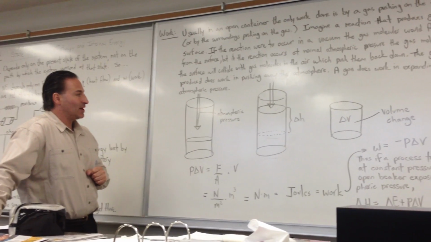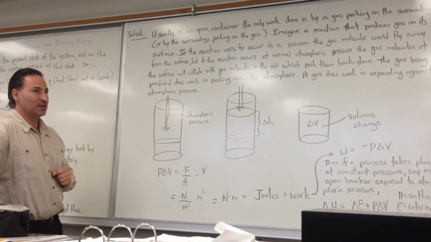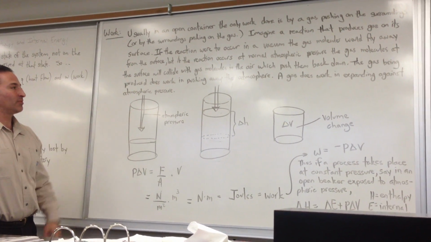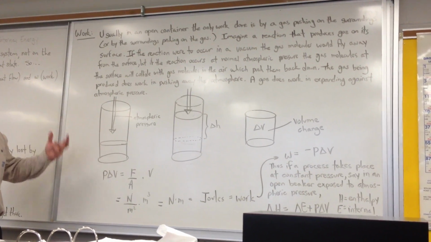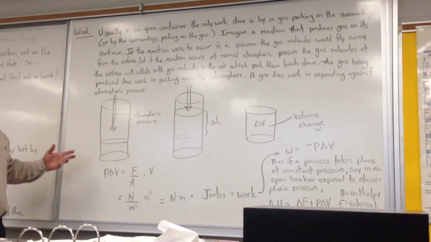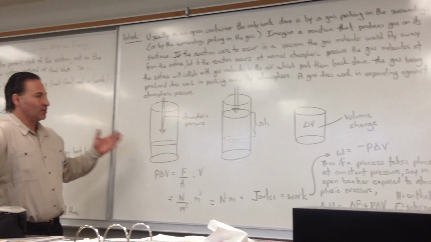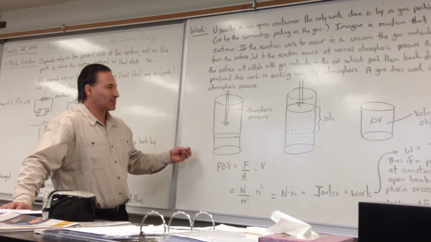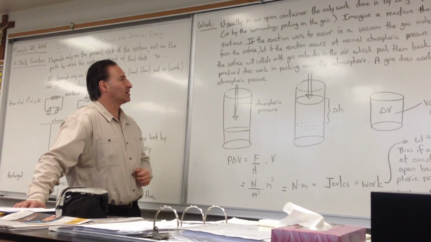Now, if you can also imagine that reaction taking place in a vacuum, it's easy to imagine that the gases expanding from the reaction would have an easier time coming out of the reaction surface if there's no air. But typically, when we do experiments on the surface of the Earth, there is an atmospheric pressure that the gases being produced by the reaction have to work against.